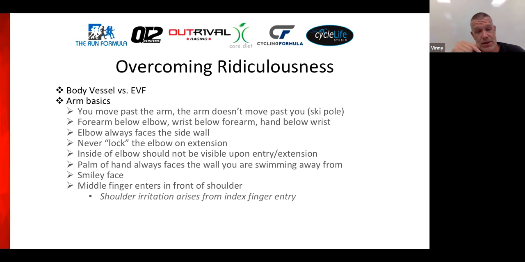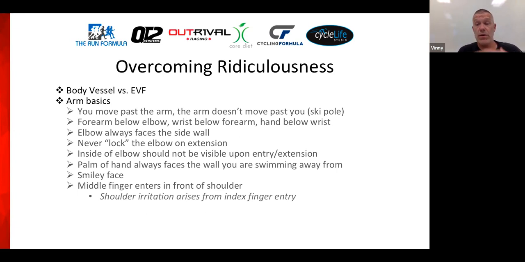Some basic things is just make sure your elbow is always facing the side wall when it's underwater. Never lock your elbow when you fully extend. Okay, so when you are swimming and you extend your arm, you don't want to see the inside of your elbow. You always want to make sure that you can't see the inside of your elbow, because that means that the outside of your elbow is facing the side wall.